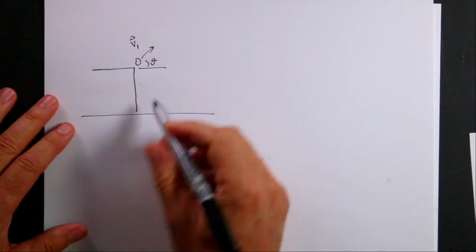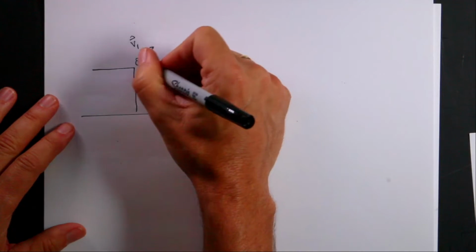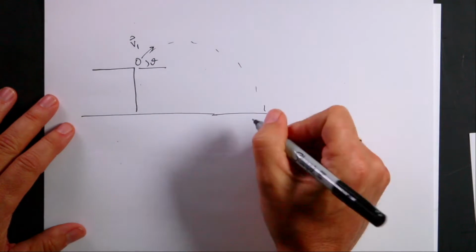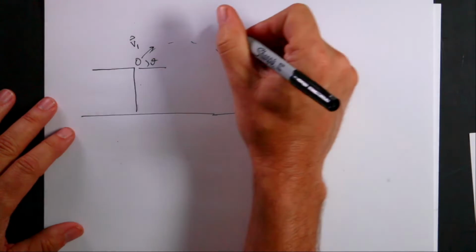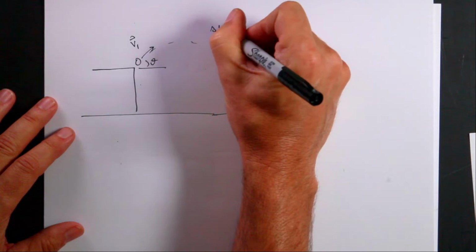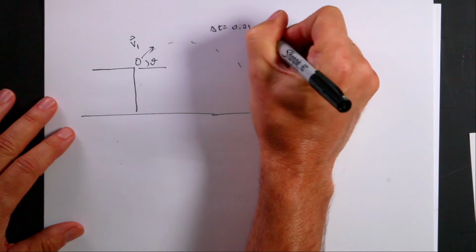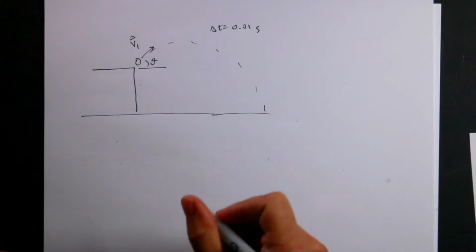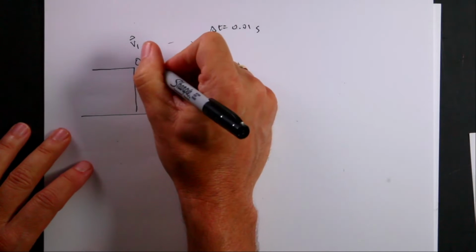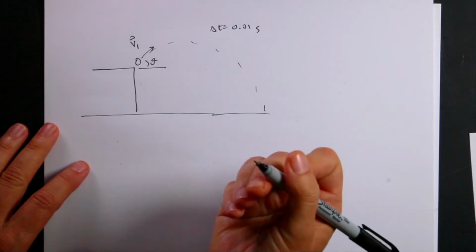And I break, instead of finding out where it lands, I'm going to say, where is it after some new delta t equals 0.01 seconds? I picked a value. You can pick whatever value you want. I picked 0.01 seconds. So during that time, I can say the following.